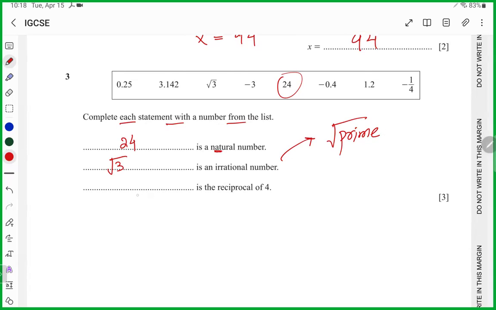The reciprocal of 4. Now, the reciprocal of 4 is going to be 1 by 4, that is equal to 0.25. 1 divided by 4 is equal to 0.25. They have given this value, minus 1 by 4, just to make you more confused. So it's going to be minus 1 divided by 4, right?